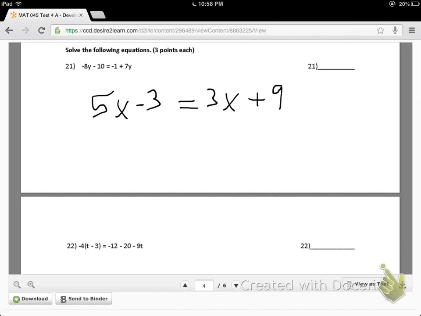Right, solving equations. Question 21. I won't do 21, I'll do this one I've written on the whiteboard here. Okay, so let's have a look. Now, normally, when you've got x's and numbers on both sides, you have to try and get the x's on one side and the numbers on the other. Anything with an x in it, let's have a look at this.